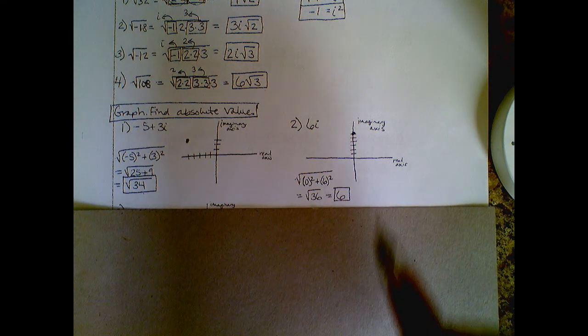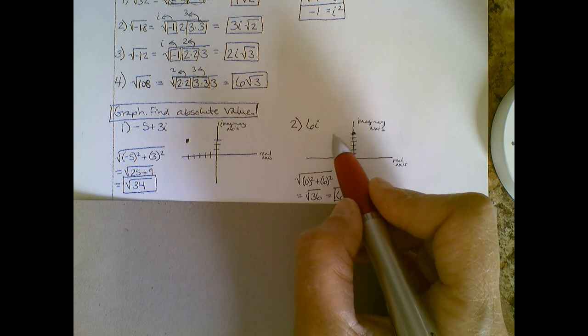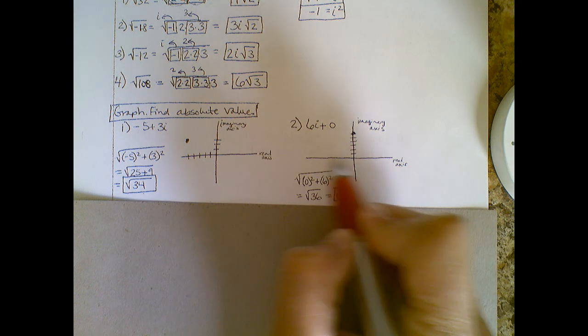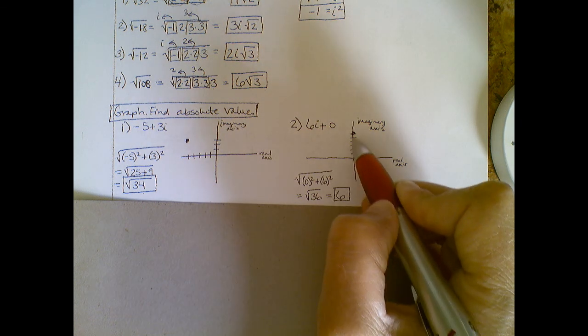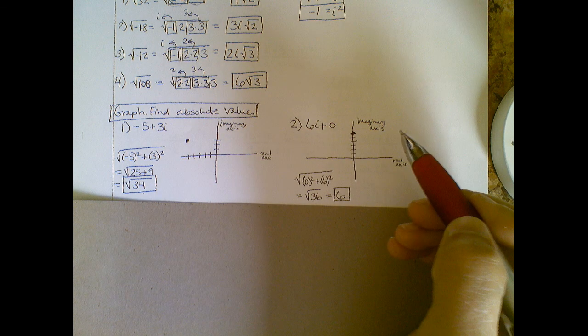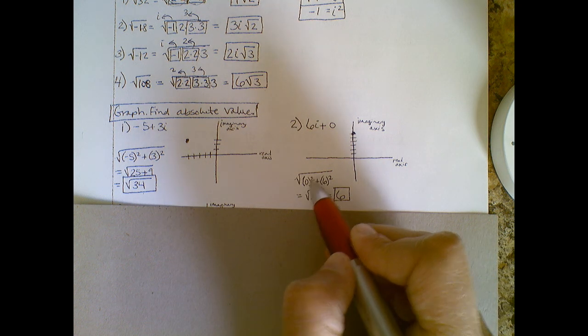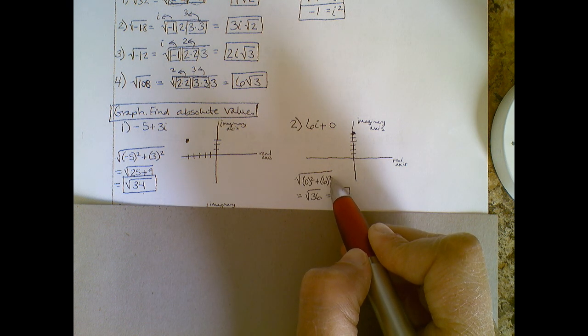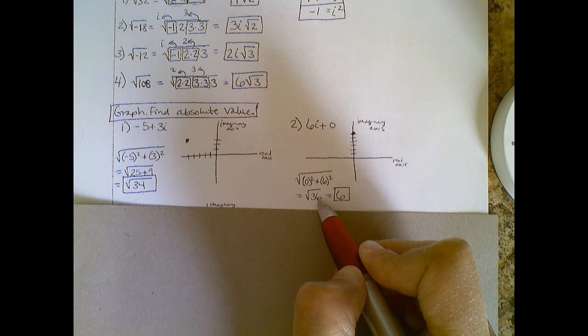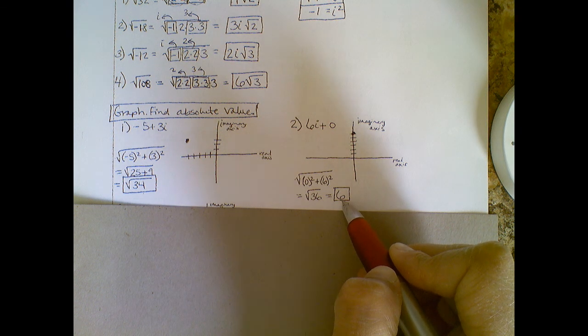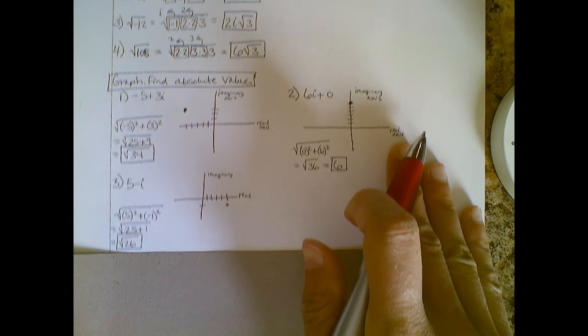Now let's try another one. So 6i, notice I don't have a real number, so my real number would just be 0, so I'm not going left or right at all. So I just go up to 6 and plot my point. And then to find the absolute value, I square both numbers, so 0 squared plus 6 squared gives me 36. I take the square root of that and I get 6. So that would be my absolute value. Let's do one more of these.